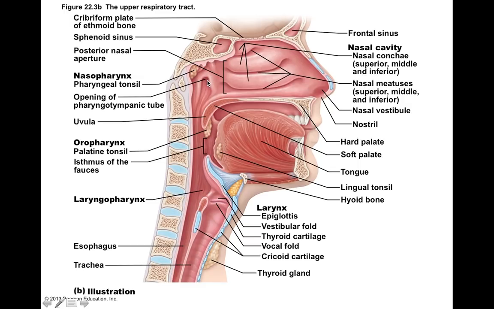Okay. So back here, we have the nasopharynx. And you guys see this little opening here? Remember, that's the opening or ostium to the pharyngeotympanic tube, a.k.a. eustachian tube. That's what connects your middle ear to your nasal cavity, pretty much. That's how it equalizes pressure with your middle ear. And then nearby, we have the pharyngeal tonsil. We'll come back to this when we talk about the lymphatic system later, but it has an immune function.